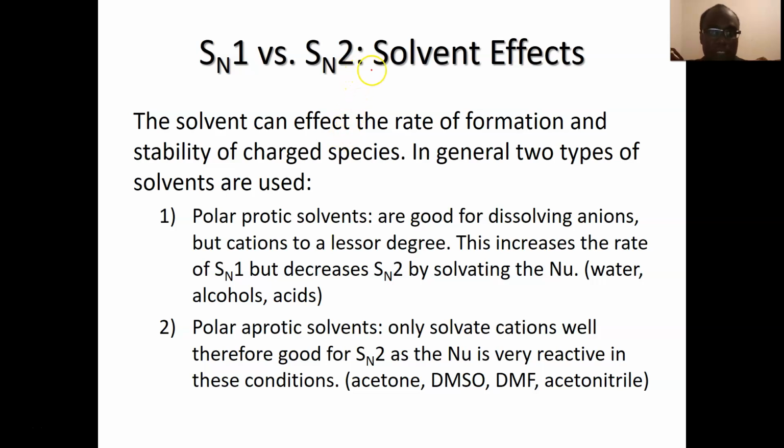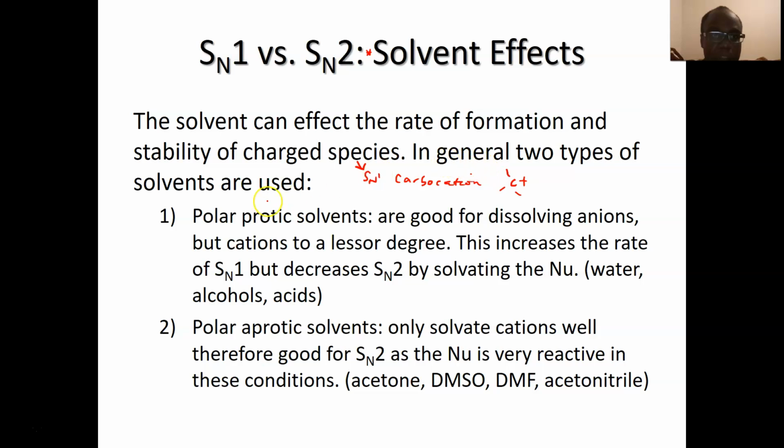So the next factor that favors Sn1 or Sn2 over the other one is solvent, the type of solvent. The solvent can affect the rate of formation or stability of the charged species. Of course, the charged species here we are referring to Sn1, which forms carbocations. So the solvent can help the carbocation to be even more stable, even though the carbocation is probably tertiary, the solvent can even help to make it more stable.